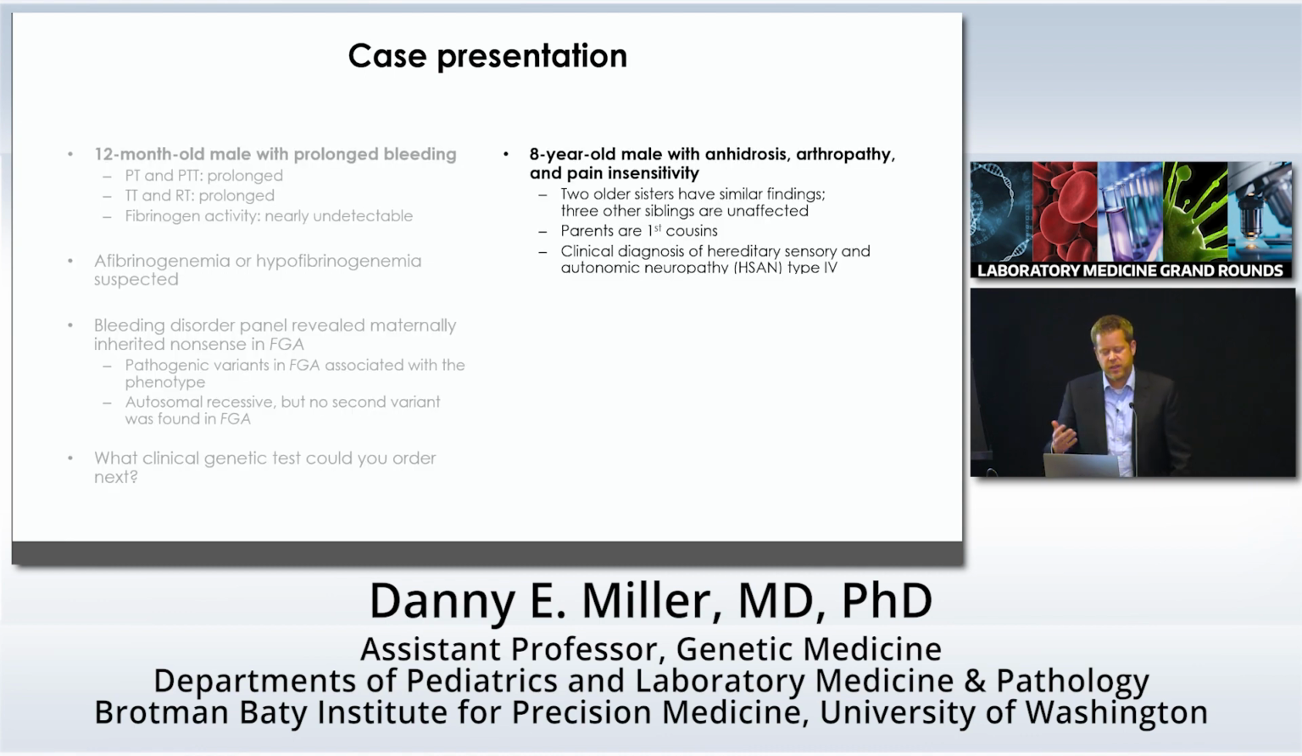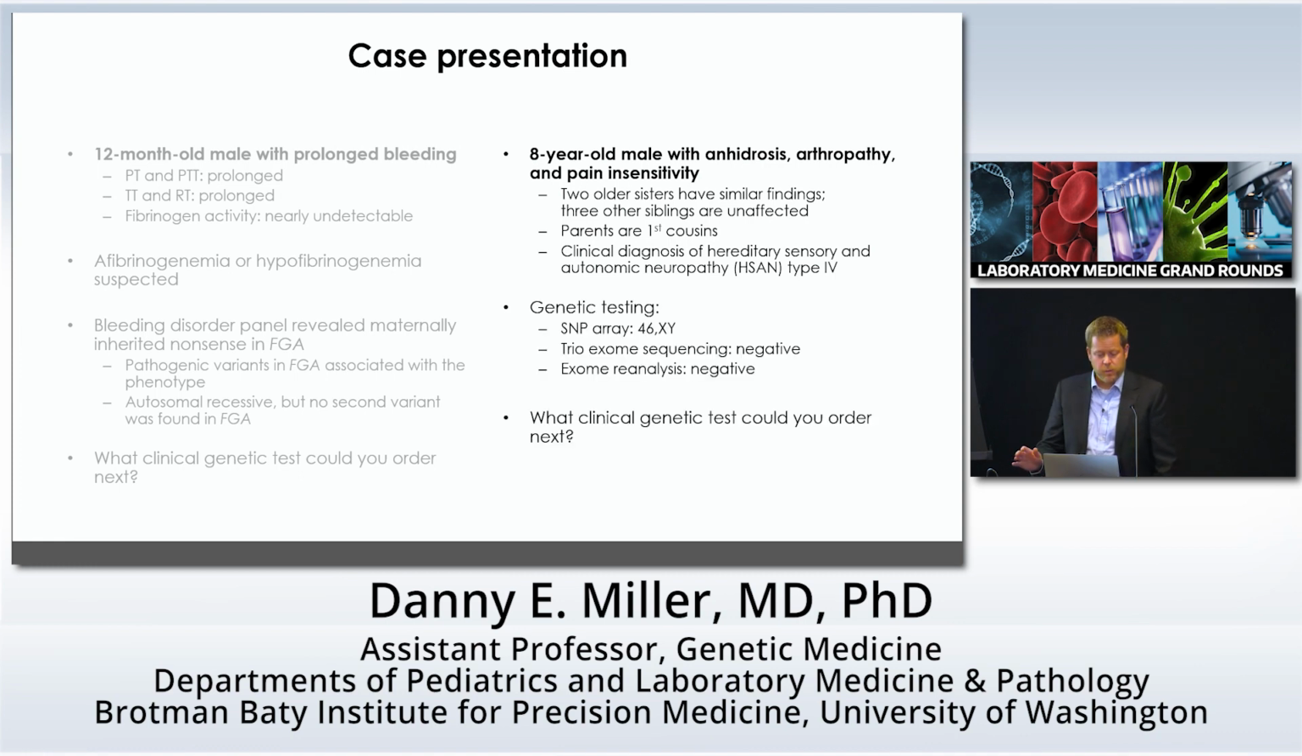Separately, imagine a young boy who has anhidrosis, joint pain, swelling, dislocations, and pain insensitivity, who has two older sisters with essentially identical findings, but also has three siblings who are unaffected. His parents are first cousins, and he gets a clinical diagnosis of hereditary sensory and autonomic neuropathy type 1. Now he has an exome, a SNP array, and an exome reanalysis, and all of these are negative. What's your suspicion for a genetic disorder, and what test would you send next given all these negative evaluations?